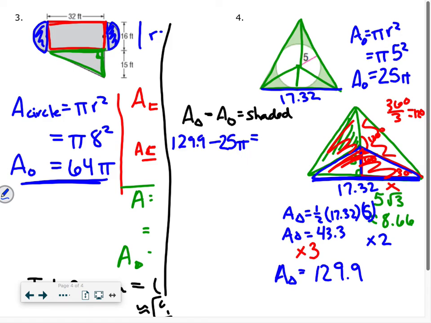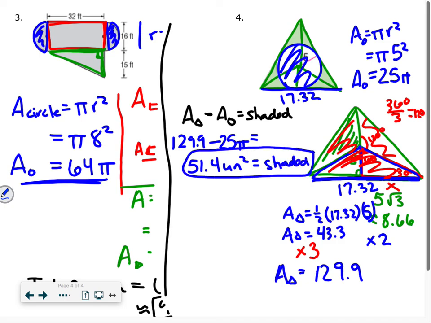We're going to subtract that inner circle, subtract that 25 pi, and that will give us our shaded part. So when you subtract, we should get 51.4 units squared for our shaded area. Now that is pretty complicated. And again, look at all that work that we drew. So that's what I would expect from you, is to have drawings, work, and all your numbers labeled so we know what they mean. Okay?